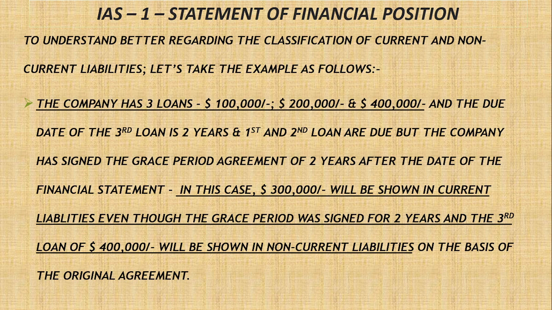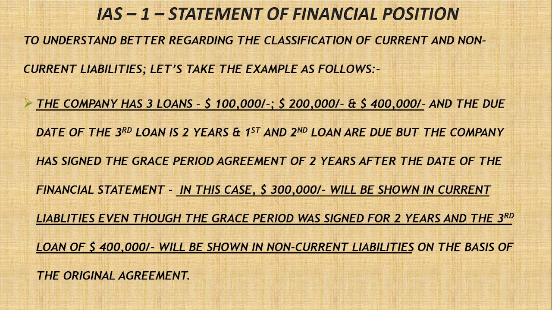To understand better the classification of current and non-current liabilities, let's take the following example. The company has three loans: $100,000, $200,000, and $400,000. The due date of the third loan is 2 years, and the first and second loans are due, but the company has signed a grace period agreement of 2 years after the date of the financial statement.